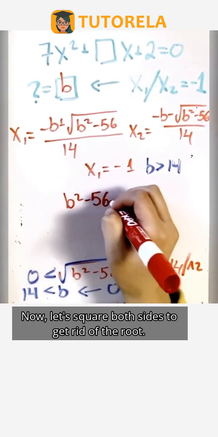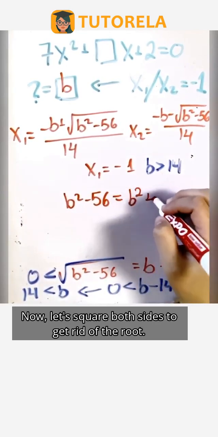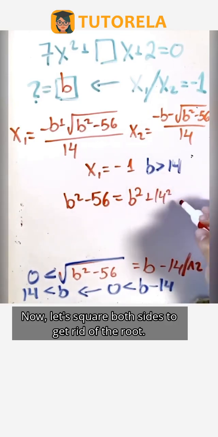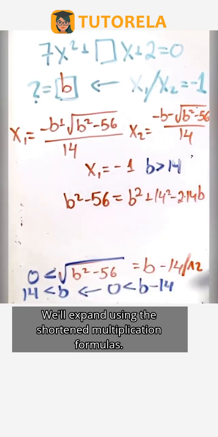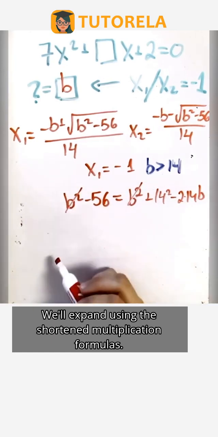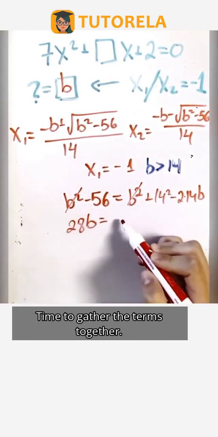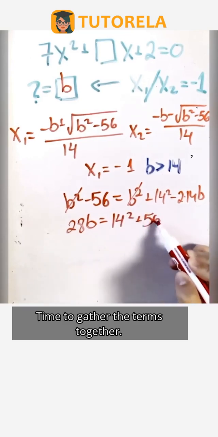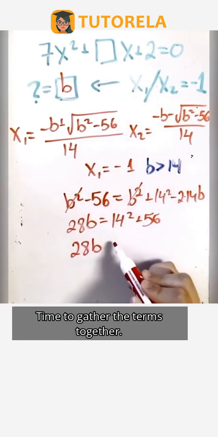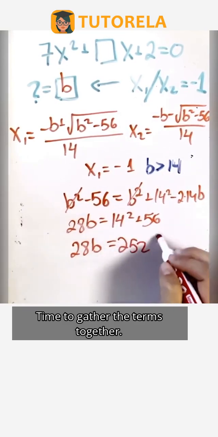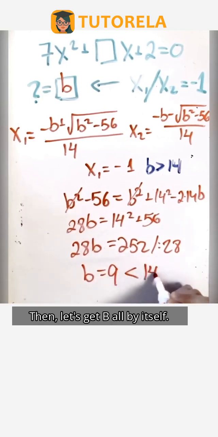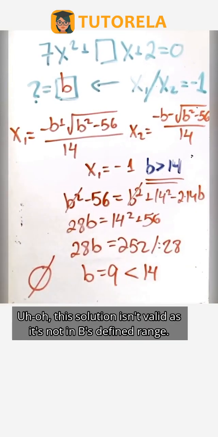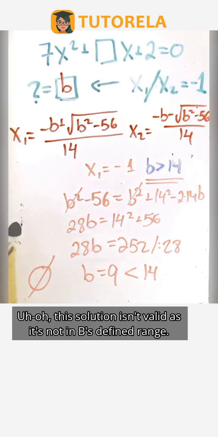Now, let's square both sides to get rid of the root. We'll expand using the shortened multiplication formulas. Time to gather the terms together. Then let's get b all by itself. Uh-oh, this solution isn't valid as it's not in b's defined range.